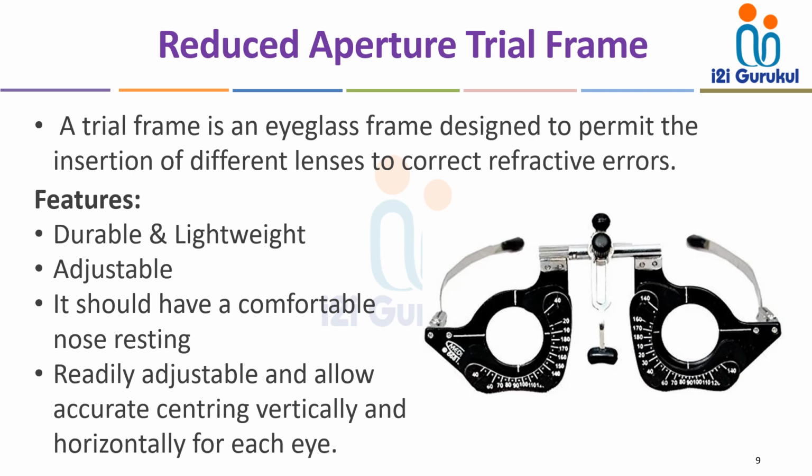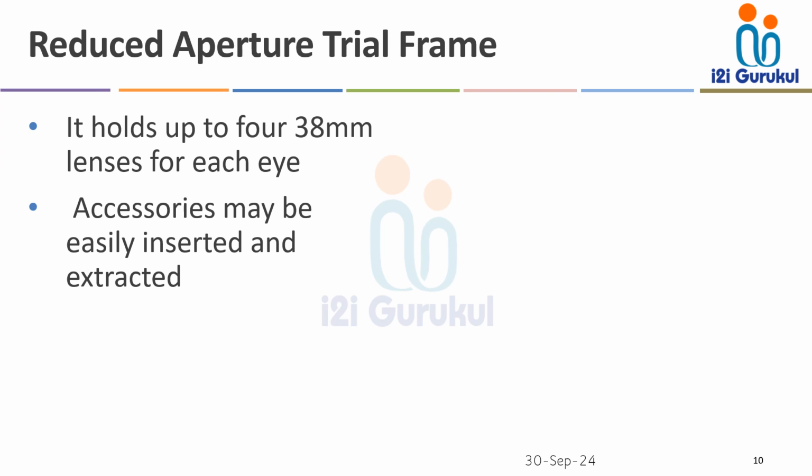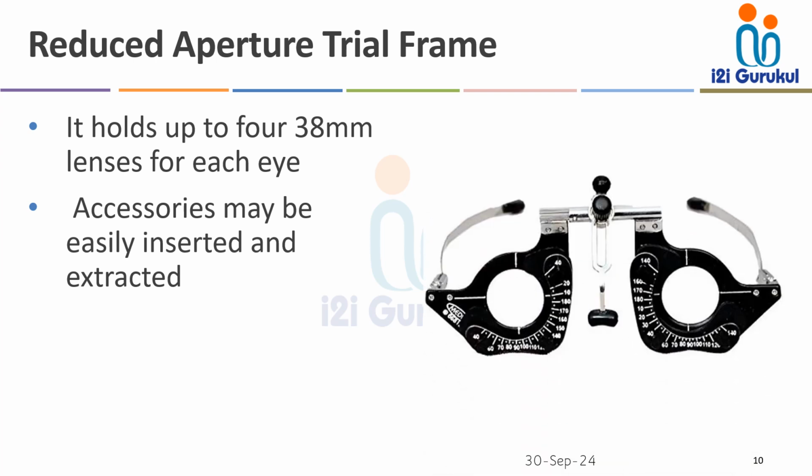This is a durable and lightweight frame, and it has adjustment knobs for the vertical and horizontal alignments. It should have a comfortable nose resting portion. This is readily adjustable and allows accurate centering vertically and horizontally for each eye separately. It holds up to 4 38mm lenses for each eye. Accessories may be easily inserted and extracted during your refraction or visual acuity measurement process.